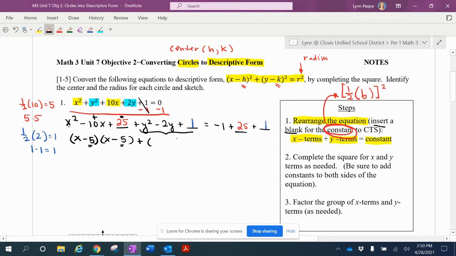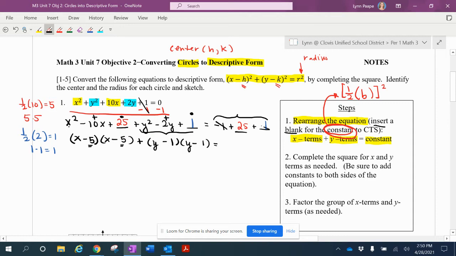I'm going to do the same thing, so group it out. So y squared is y times y. And then what numbers multiply to 1 and will also add up to negative 2? And that would just be 1 times 1. And then it has to both be negative to get that negative 2. And then now add these 3 numbers together.